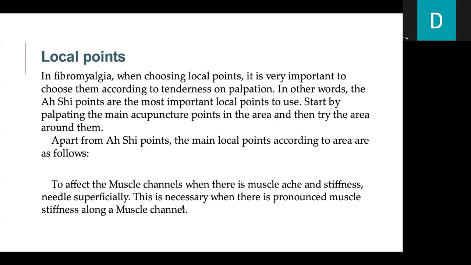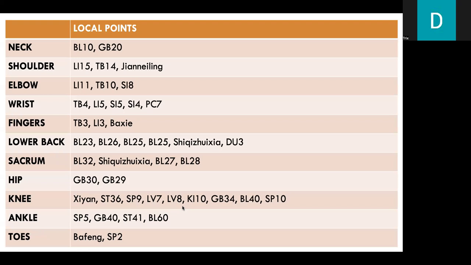To affect the muscle channels, when there is muscle ache and stiffness, needle superficially. This is necessary when there is pronounced muscle stiffness along a muscle channel. The local points to be used for the neck are bladder 10 and GB20. For the shoulder, LI15, triple burner 14, and Jian nailing.